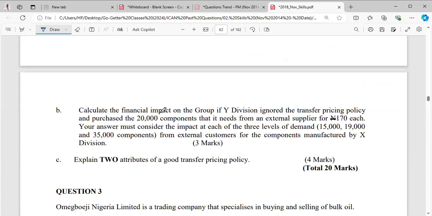Now, we go to the B part. Calculate the financial impact on the group if the Y division ignored the transfer pricing policy and purchased the 20,000 components it needs from an external supplier for 110 naira each. Now they said your answer must consider the impact at each of the levels of demand.